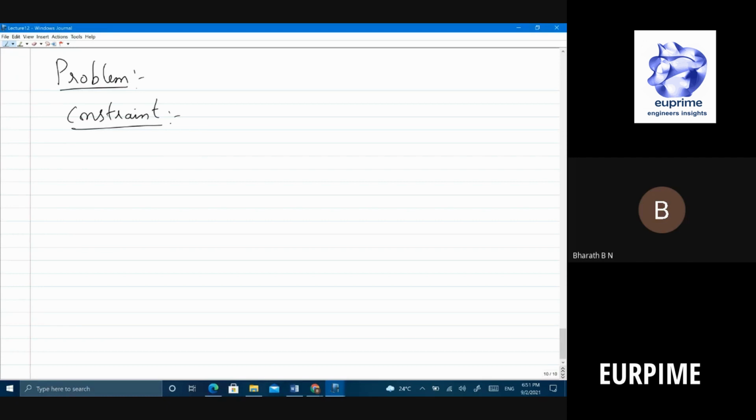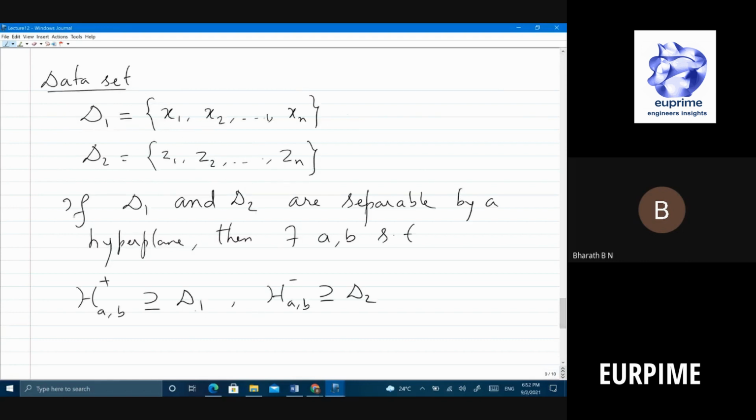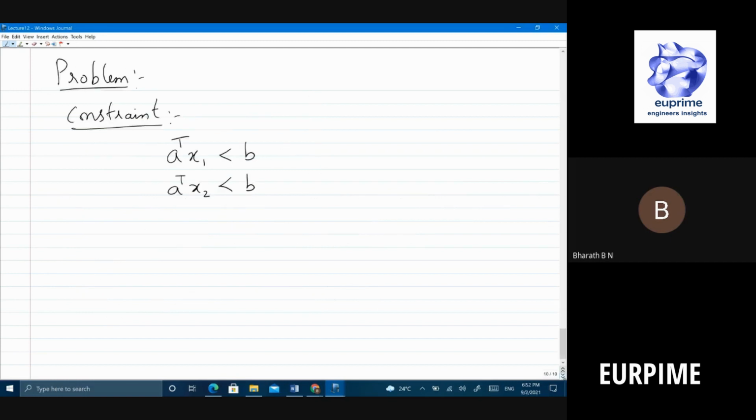Suppose I give you A and B, and I say that it separates. What should be the constraint? What can you say about A transpose X1? It should be less than or equal to B. A transpose X2 should also be strictly less than B. Okay, I said D1 is contained in plus. My convention is greater than, so I should change this. It should be greater than B. X1, X2 all belong to above the hyperplane.